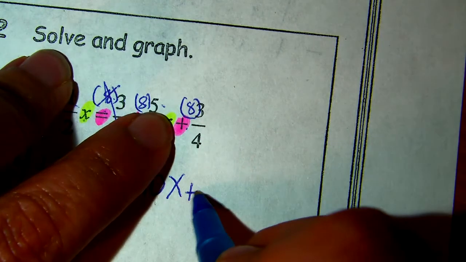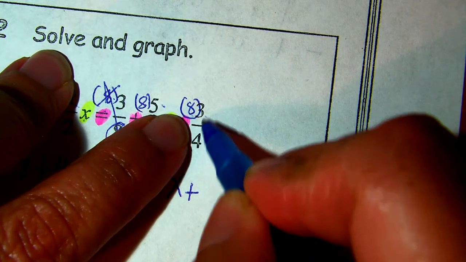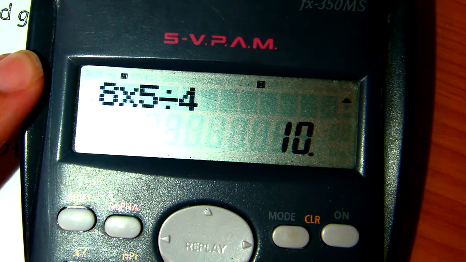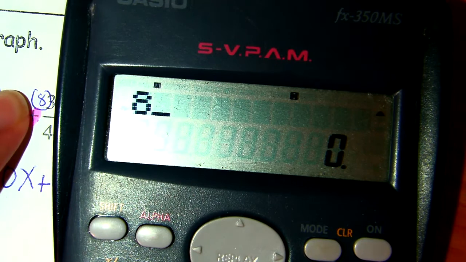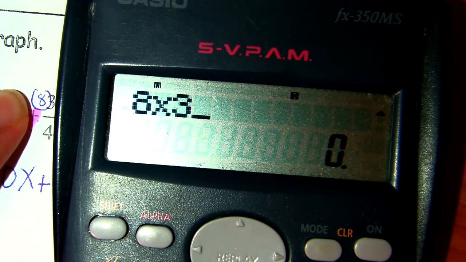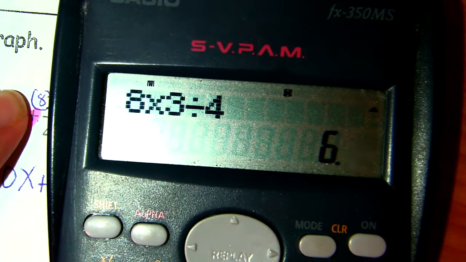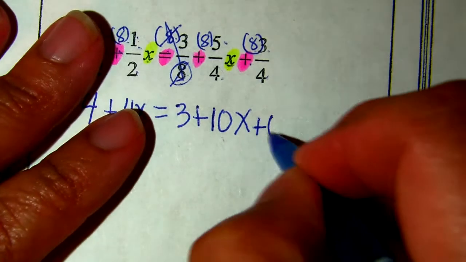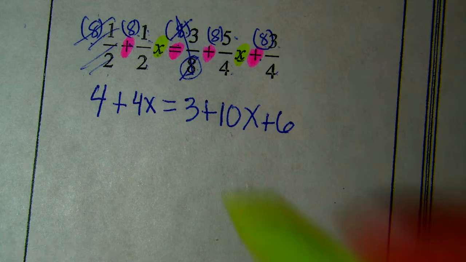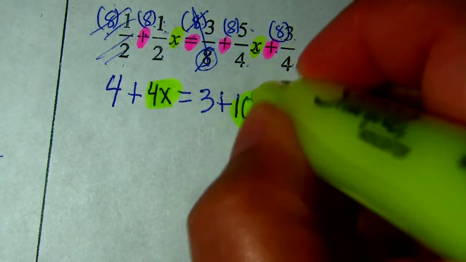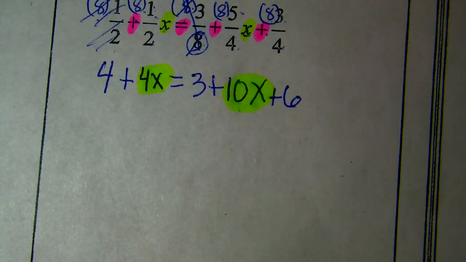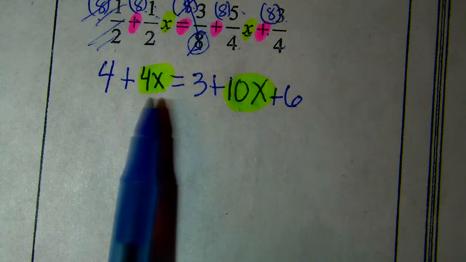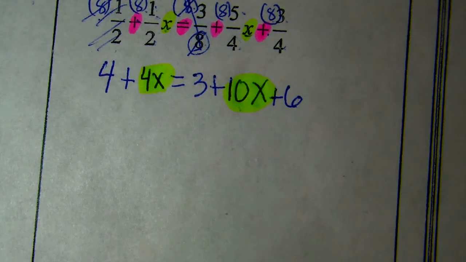Then bring down the plus sign. Again, 8 times 3 divided by 4 is going to give you what? I'm going to put it over here. 8 times 3 divided by 4 gives you 6. Okay, so here we have the terms that contain the x, the terms that we need to simplify.